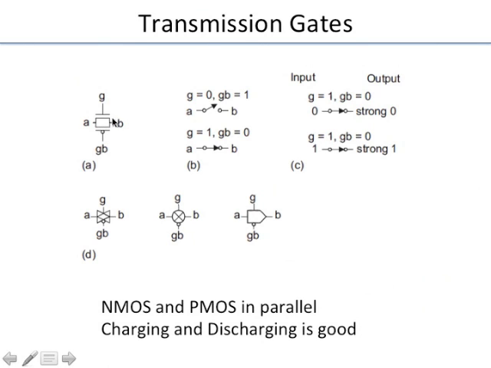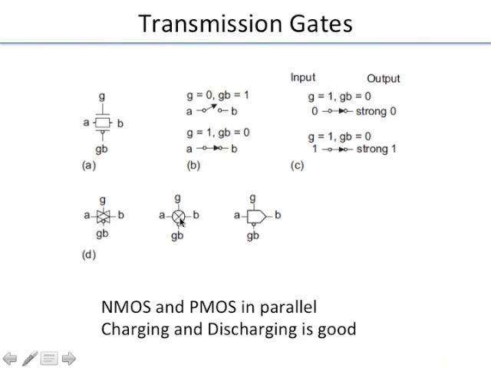So here you see the gates are complements of each other. When G is high, the PMOS gate is given low, so both are on at the same time. So now it doesn't matter. If I want to pass a 1, PMOS takes up the brunt, or helps to pass a 1 properly. If I want to pass a 0, the NMOS helps pass a 0 properly. So both are handled properly.